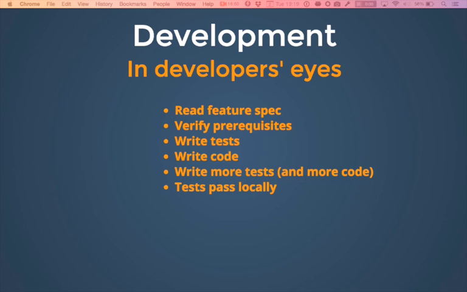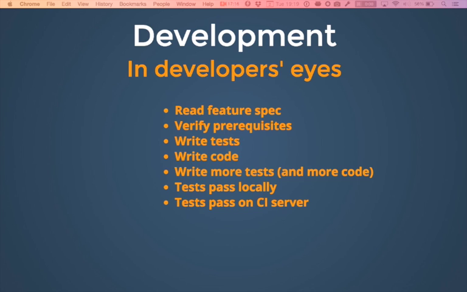Then those tests need to pass locally. And this is the first sign that something might have gone wrong. But also developers tend to trick the tests so that they pass locally. And this is not because they have bad will, it's just how people work. And it's Friday, 5 p.m., and you just really want to go home.